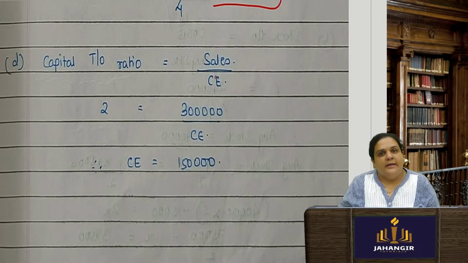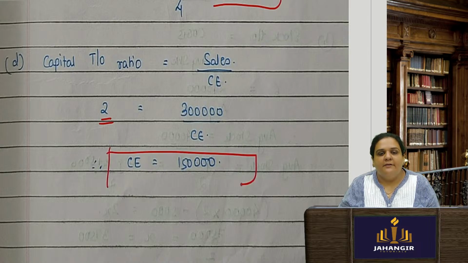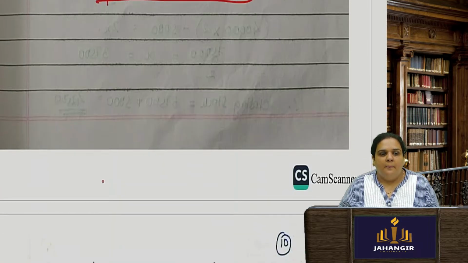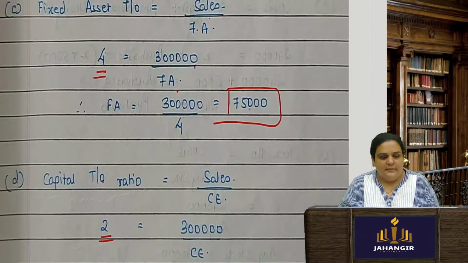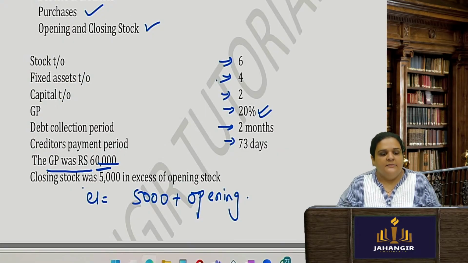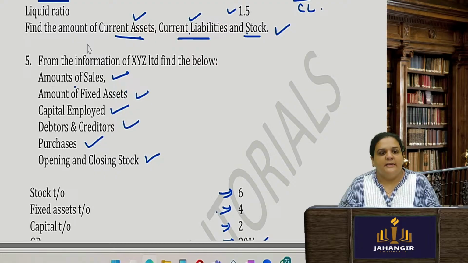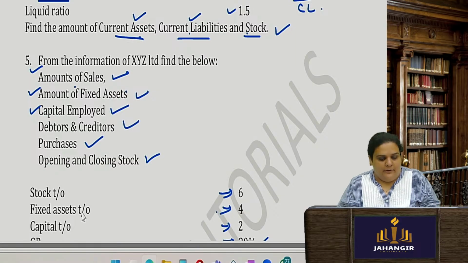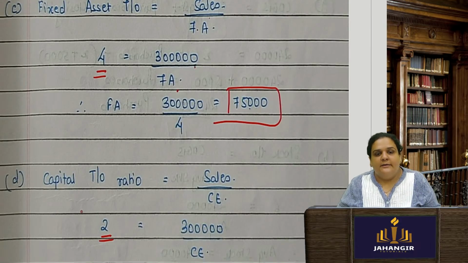Capital turnover. I have my turnover, sales. The ratio they have given me is 2, so with that capital employed will be 1,50,000. Basically I am done with finding the sales amount. The moment I got my sales amount, I got my fixed assets also and my capital employed also. Now debtors and creditors.